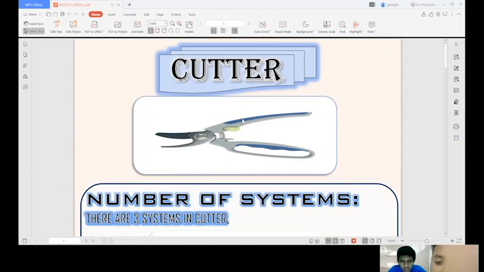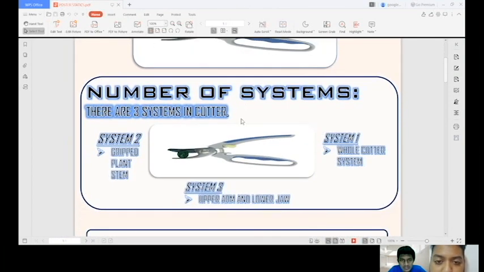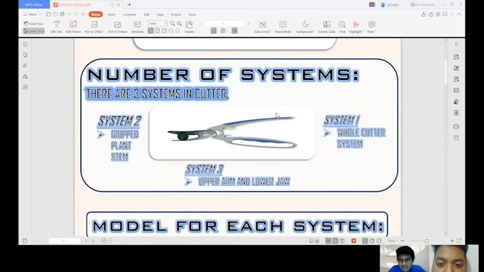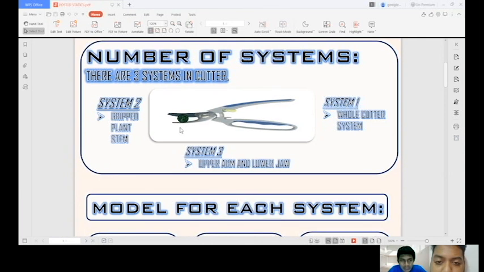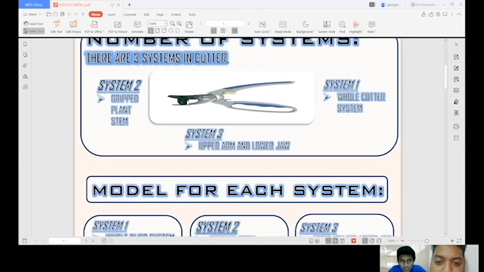So the title that we chose for our mini project is the Cutter. There are three systems in this cutter. The first system is the whole cutter system, which includes the upper jaw, lower jaw, and upper arm and lower arm with the grip stem. System 2 will be the grip stem system. And our third system will be one part of the cutter, which is the upper arm and the lower jaw.